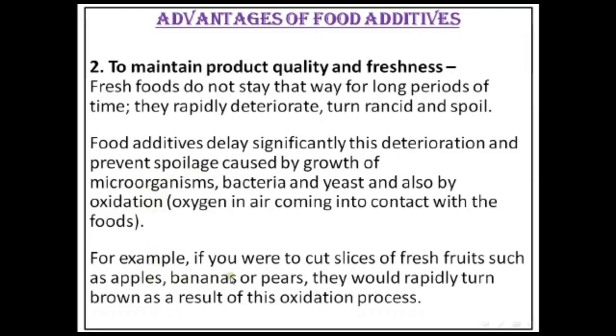For example, if we cut slices of fresh fruits such as apples, bananas or pears, they would rapidly turn brown as a result of this oxidation process. So we have observed these kinds of things in different fruits like apples, bananas and pears. If you make slices of them, we find that they rapidly turn brown. This is because of the oxidation in them.